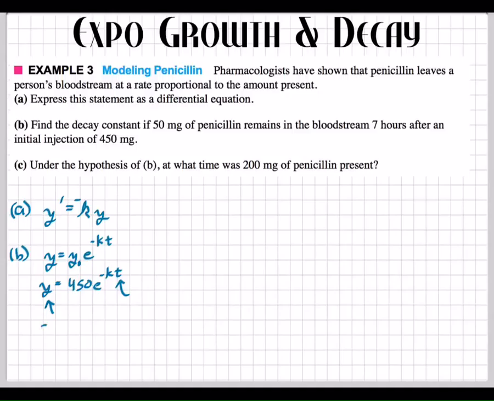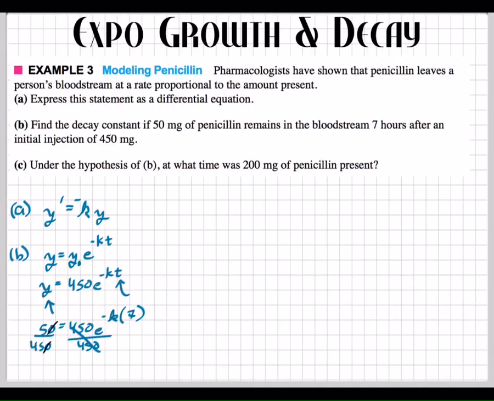All right, so we have 50 equals 450 e to the negative k, and then our t is going to be 7. All right, we got to solve for k. You ready for this? Now, whenever you have a variable inside of an exponent, we have to get the base alone first, and then we can use logarithms to get that variable out of the exponent. So we're going to divide both sides by 450 first.